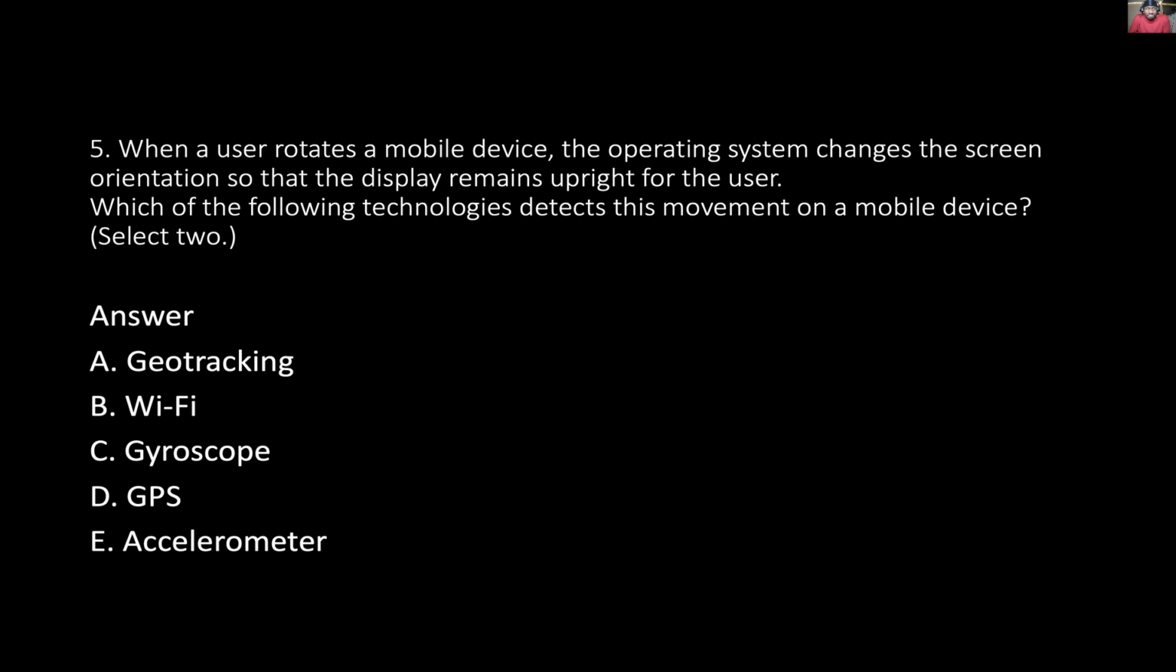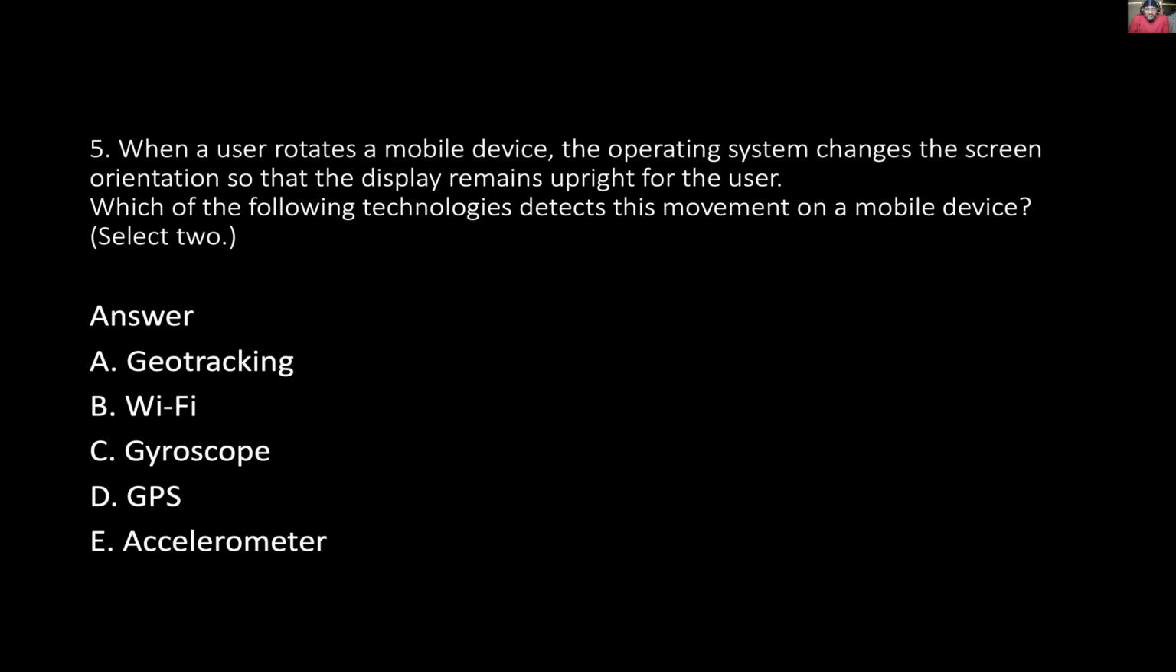Nah, I don't think so. B, Wi-Fi. Hell no. C, gyroscope. What's a gyroscope? I can't give you the definition of a gyroscope, but that's one of them. D, GPS. GPS for location, but nah.